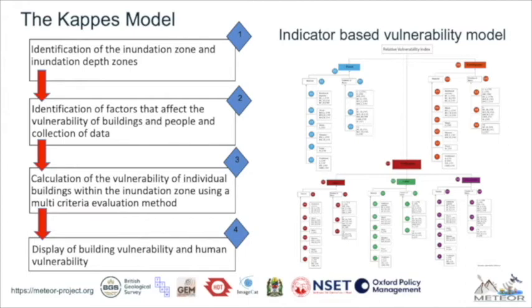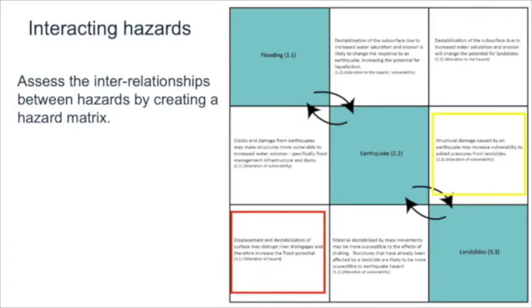This produces a relative vulnerability index that is not dependent on the hazard intensity, but instead reflects the relative vulnerability for each building for different hazards. The final stage of the CAPS method makes an assessment to understand the interrelationships between the hazards in this study by means of creating a hazard matrix.